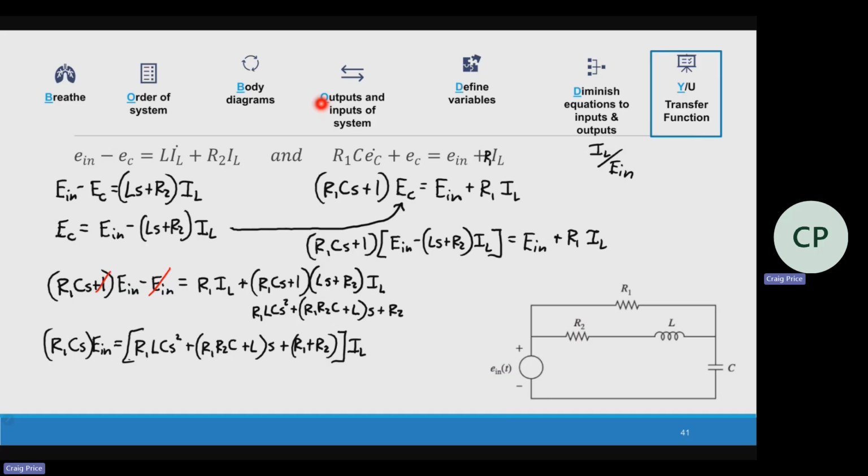By using the Laplace transform and the substitution, we can actually get rid of it. And now my transfer function, IL over EN, is equal to, this is where we can just put it all together in the transfer function form. So it's not anything different. It's what we got here.